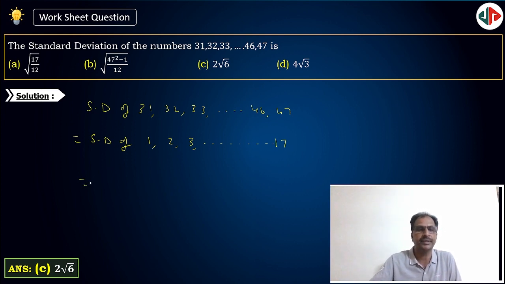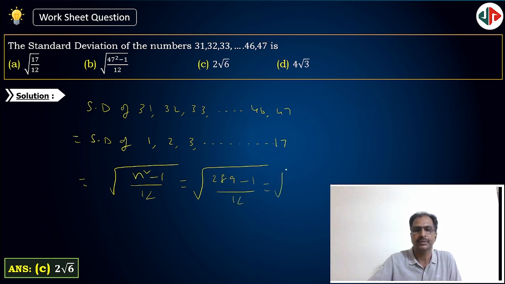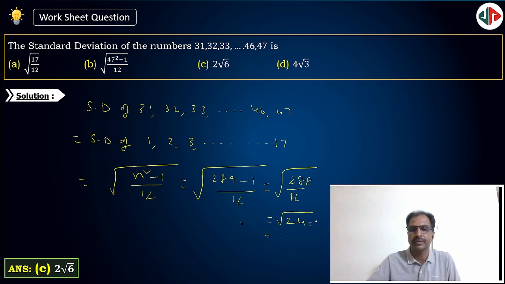What is the formula for standard deviation of n natural numbers? Under root n square minus 1 by 12. Now here n is 17. 17 square is 289. So this is under root 288 by 12, which is under root 24, which is 2 root 6. Root 24 is nothing but 2 root 6. Option C.